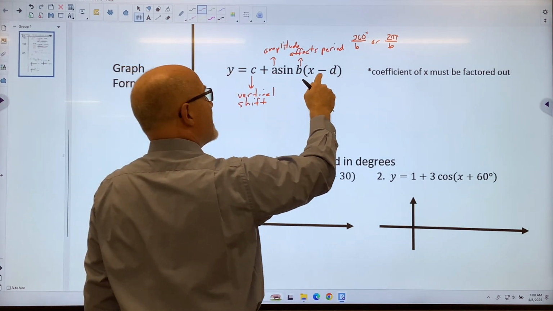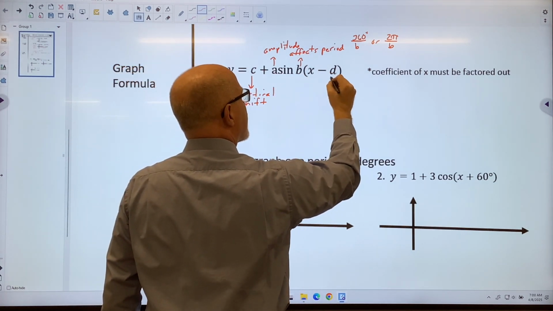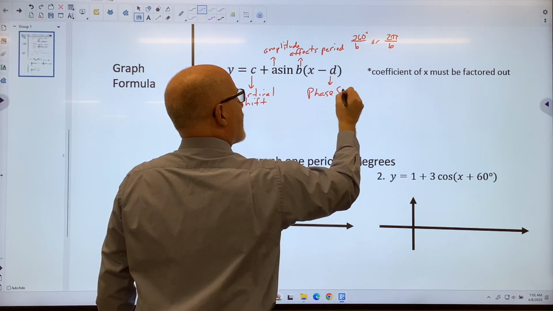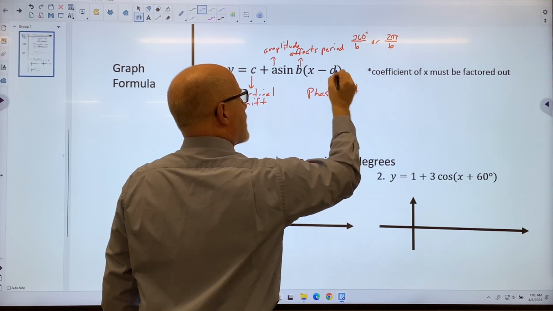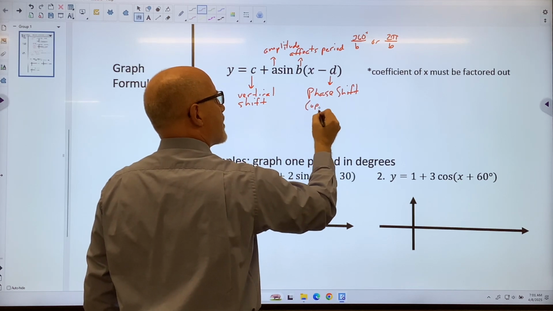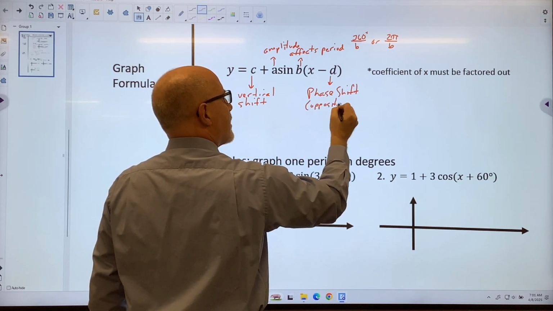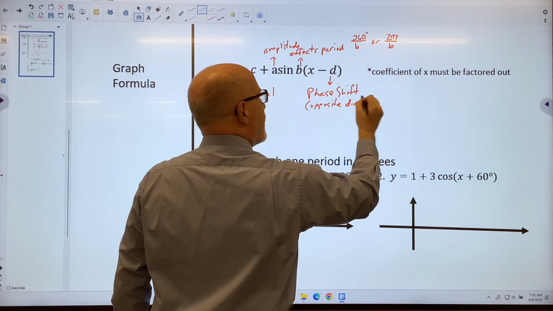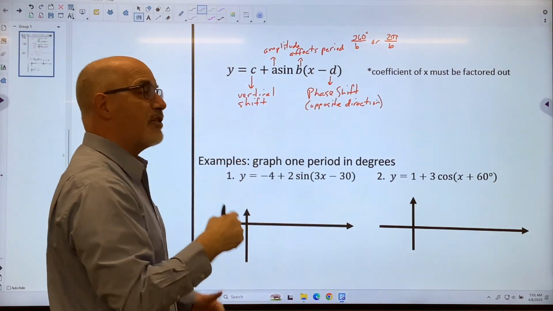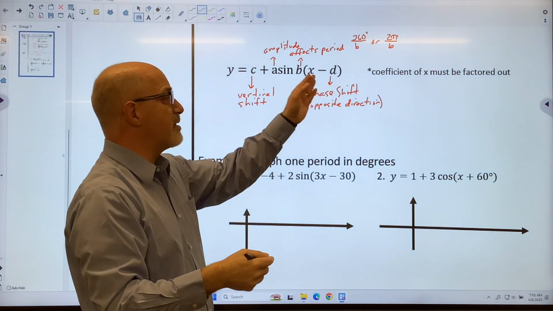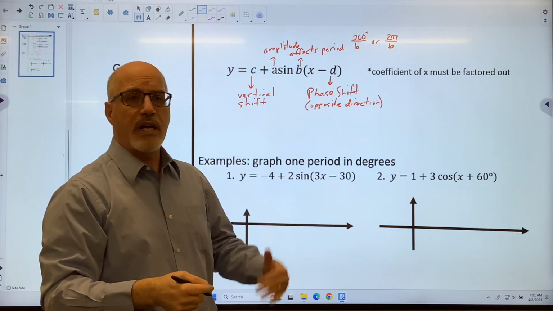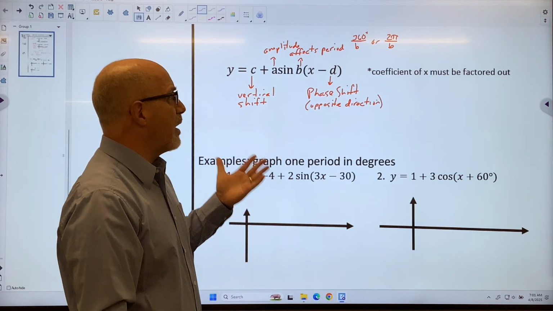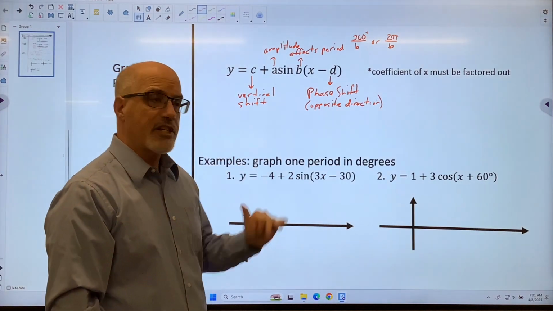Then on the inside, this is my phase shift. So my phase shift, if you recall, as we just talked about, is in the opposite direction. And it's going to be important to recognize that if you factor out this b, then you'll know what the phase shift is. If that b is still in there, then you would not have the correct phase shift for it. All right, so now that's what the formula does and what each of the parts do.